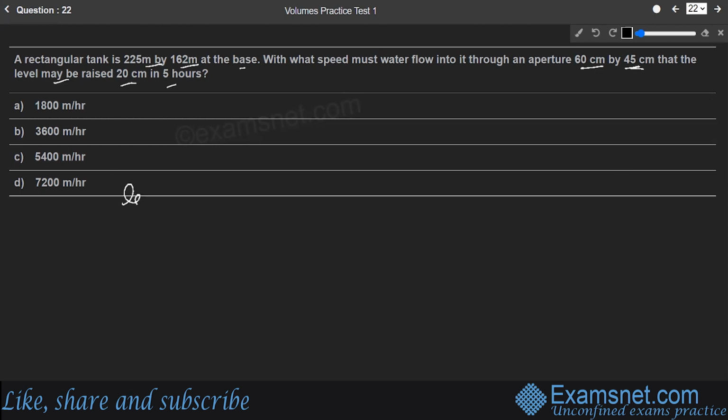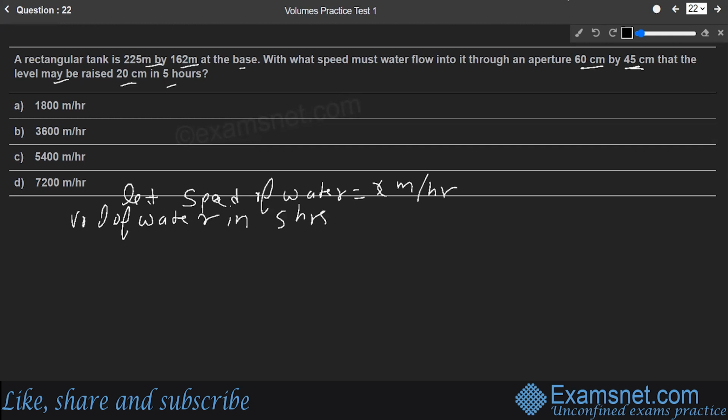So let us first assume the speed of the water. Let's say the speed of water is x meter per hour. This is the speed of the water. Then how much volume of water will flow in 5 hours? So with the speed of x meter per hour, in an hour it goes x.